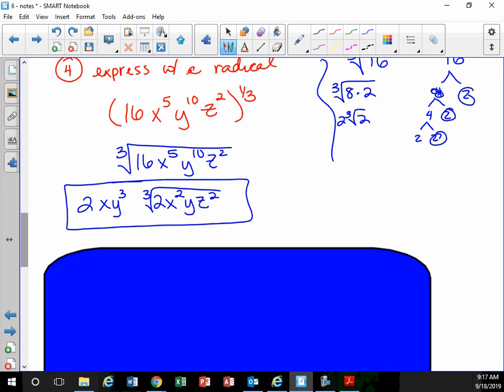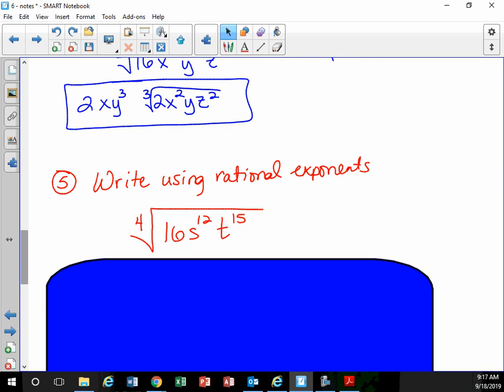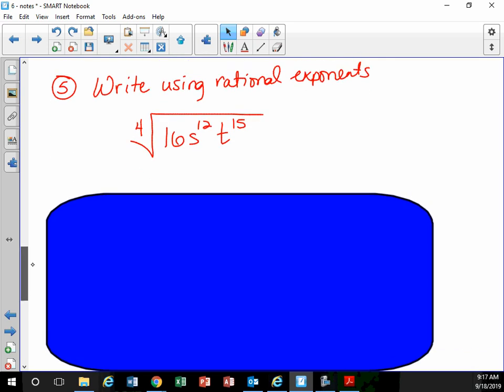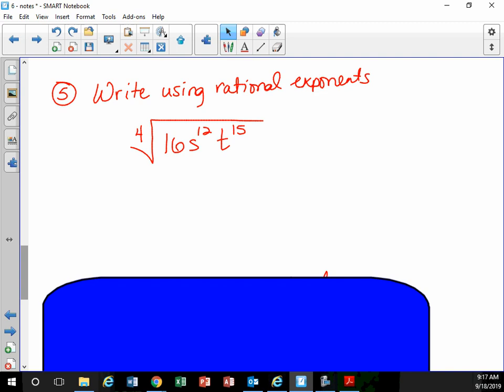All right, we okay with 4? Make sure you read directions in this section or this standard. All right, because we still have a radical here, but my directions have changed, right? Using rational exponents. It's a little different. It's not bad. It's an S. Sorry. 16 S to the 12th T to the 15.